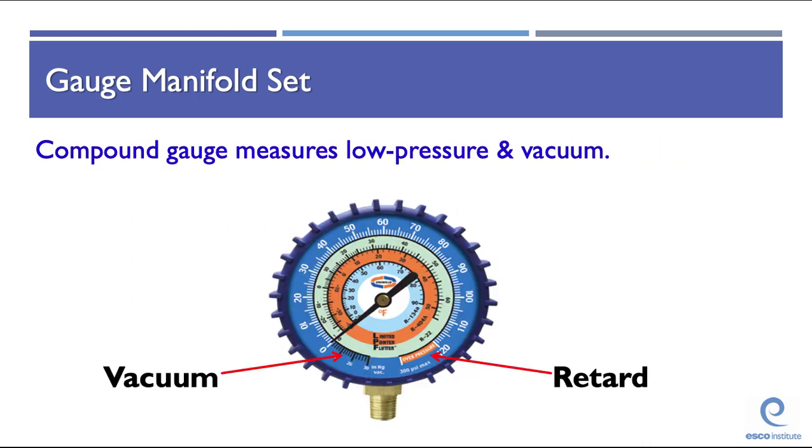The compound gauge measures low pressure, PSIG, and vacuum in inches of mercury. It's normally blue in color. The gauge is not intended to read deep vacuums, and there's what's known as a retard section of the gauge that is to prevent damage in case the gauge is connected to pressures greater than the rated pressure.